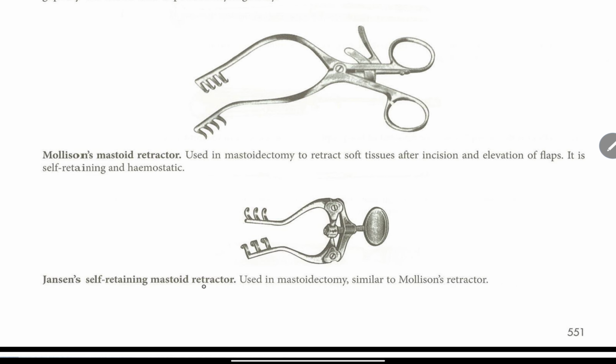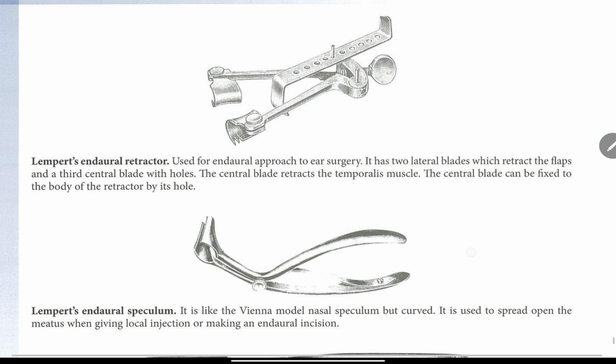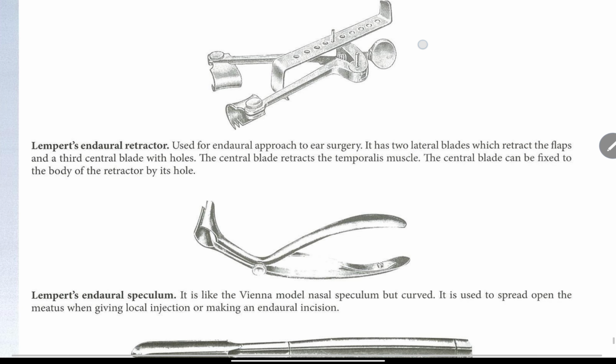Jensen's self-retaining mastoid retractor is used in mastoidectomy, similar to Mollison's retractor. Lampert's endaural retractor is used for the endaural approach to ear surgery. It has two lateral blades which retract the flaps and a third central blade with holes. The central blade retracts temporalis muscle. The central blade can be fixed to the body of the retractor by its holes.